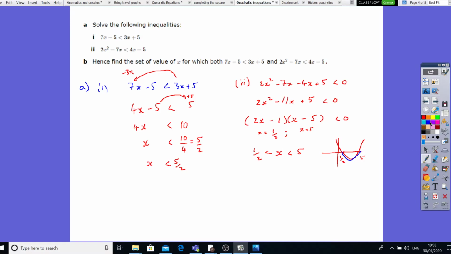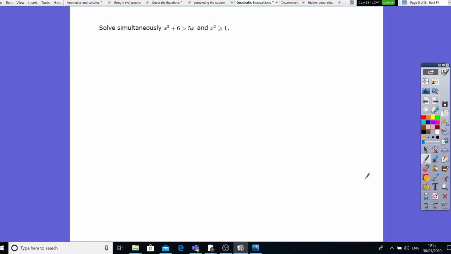So to satisfy both inequalities, part B, x would have to be less than 5 over 2, less than 2.5, and greater than a half, which will satisfy both of them. So x values there will satisfy that, and will also satisfy that. Okay, right, it's like simultaneous ways of doing this. Okay, talking about simultaneous equations, inequalities.